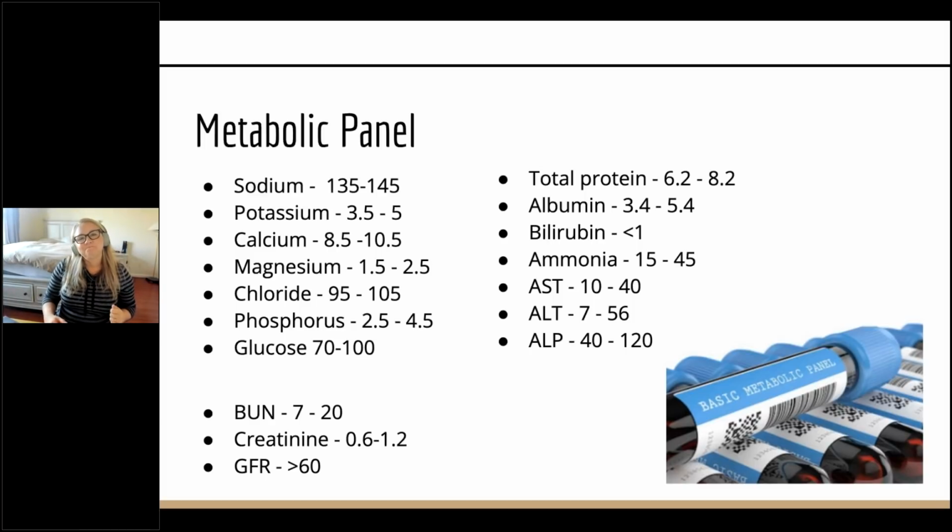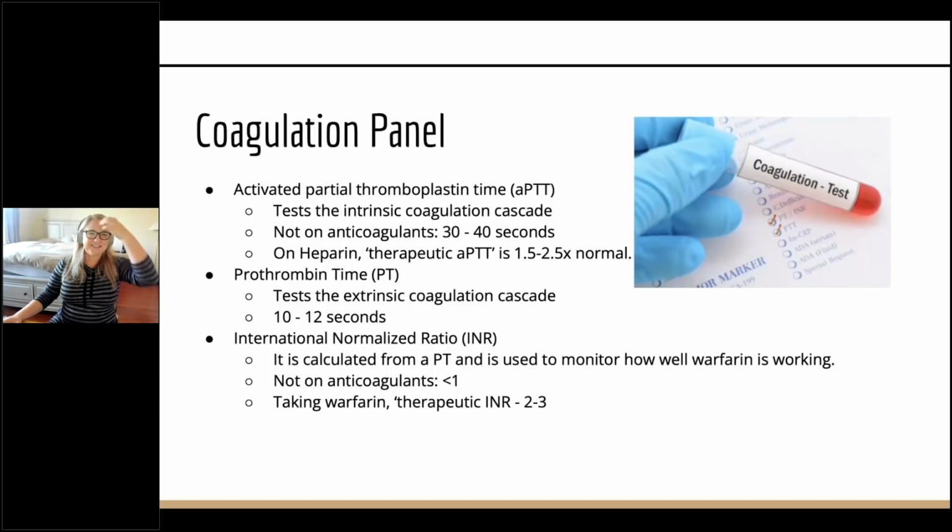Okay, the next lab set that we're moving into is your coagulation panel. And just like what it sounds like, coagulation is the blood clotting. This is going to tell us about how quickly the blood is able to clot. In your typical patient who isn't on an anticoagulant drug, you want their blood to form a clot pretty quickly.